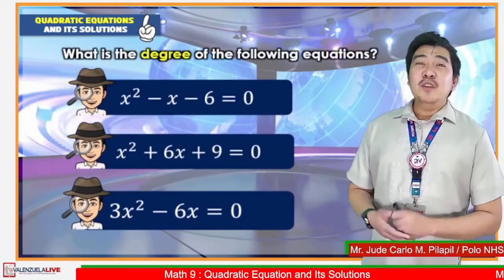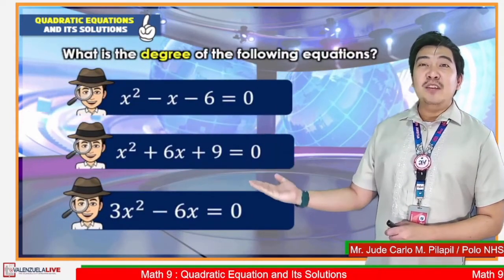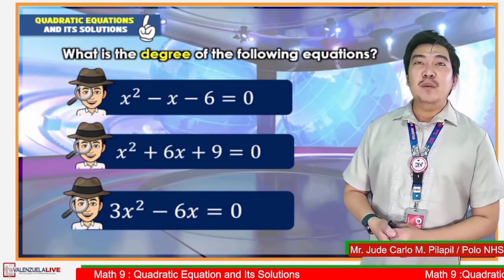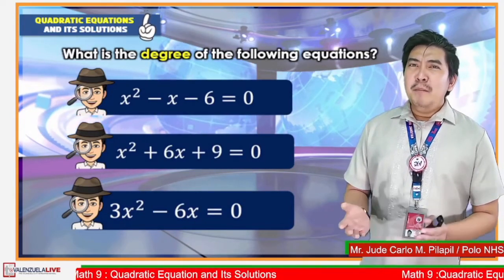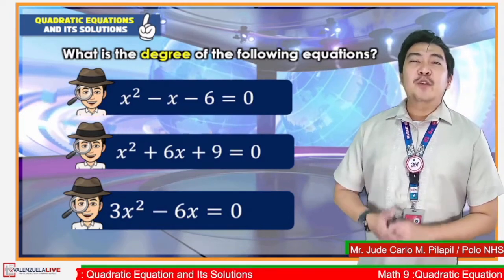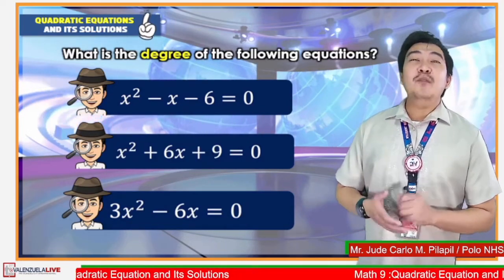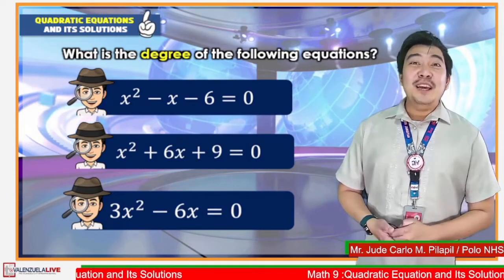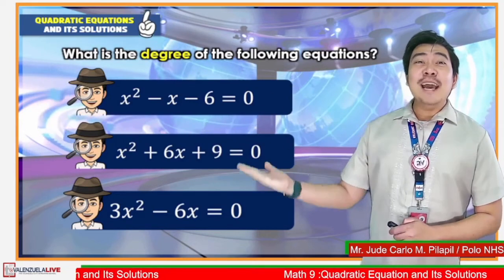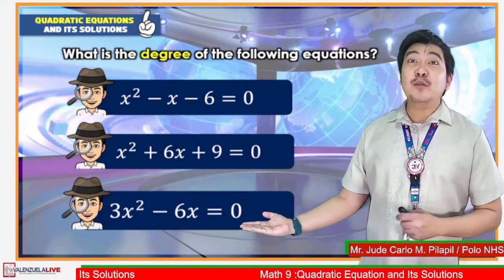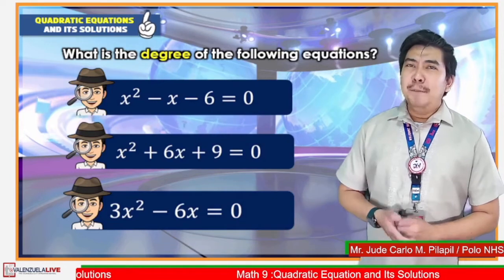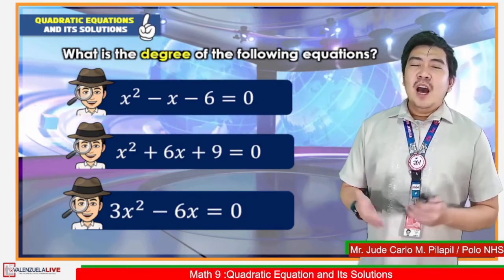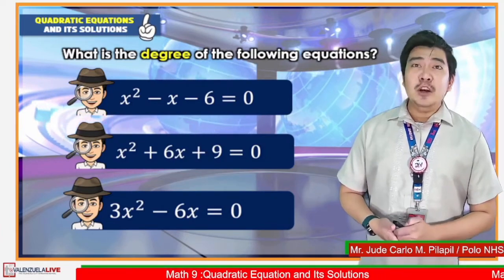I want you to focus on the equivalent equations found in the second column. What is the degree of the following equations? Remember that degree refers to the highest exponent of the given polynomial. Correct. The degree is 2. So these are some examples of quadratic equations. But how are we going to define quadratic equation? How does it differ from a linear equation?